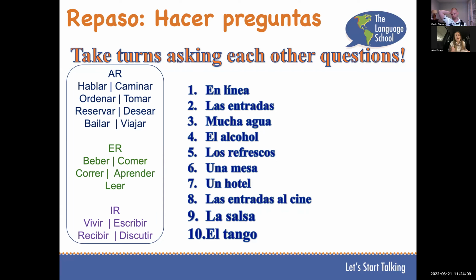¿Ordenas las entradas? Sí, ordeno las entradas. ¿Bebes mucha agua? Sí, bebo mucha agua. ¿Bebes alcohol? ¿Cómo? What did you say? I didn't hear you. ¿Bebes mucha agua? No bebo el alcohol. ¿Bebes los refrescos? A veces bebo los refrescos.